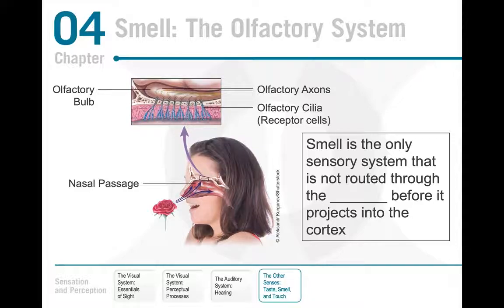Olfactory receptors have axons that synapse with cells in the olfactory bulb and then are routed directly to the olfactory cortex. Smell is the only sensory system that is not routed through the thalamus before it projects into the cortex. Humans can distinguish among about 10,000 odors, but for some reason have a hard time attaching names to odors quite frequently. The senses of taste and smell are very strongly related to each other. If you lose your sense of smell, it affects your ability to adequately taste food.